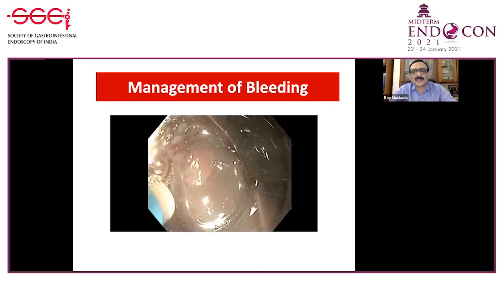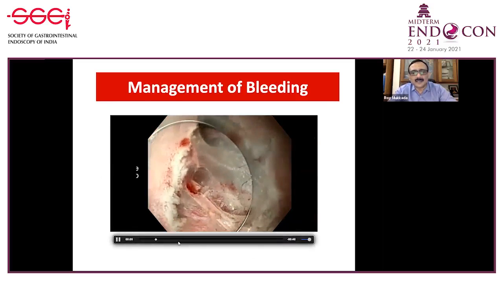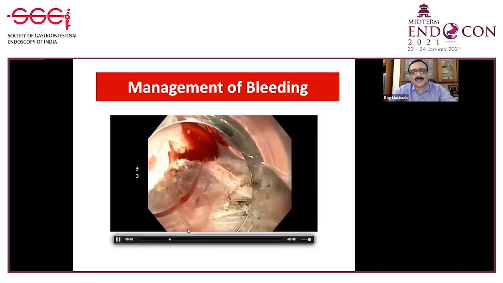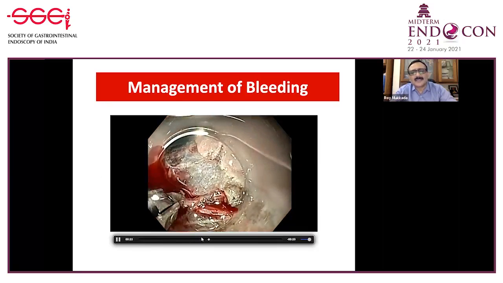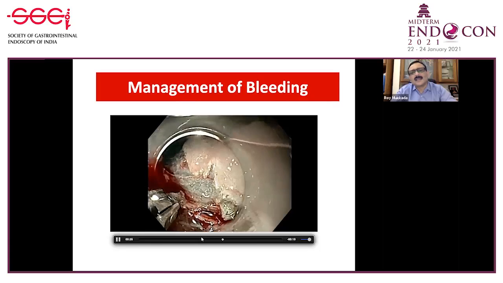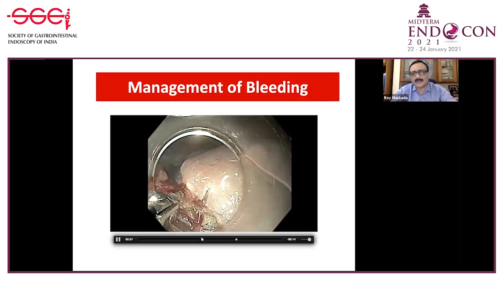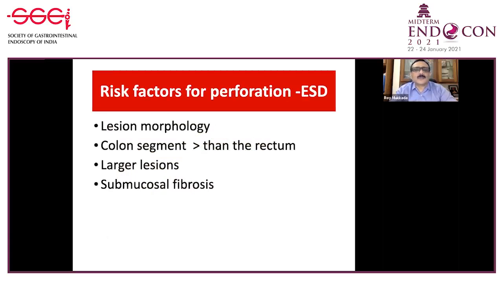So this is again a video which shows the bleeding. You can see the bleeding here, and you can use a coag forceps in this sort of bleeding and control the bleeding very effectively. You can apply pressure with the cap. Temporarily, you can stop the bleeding, and then you can use the coag forceps and completely stop the bleeding.